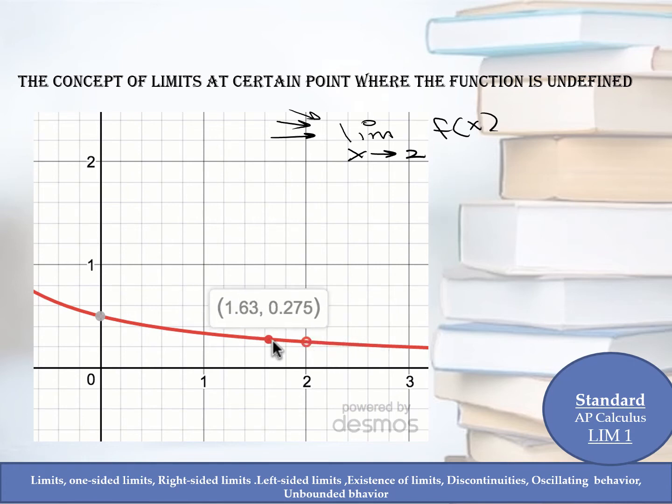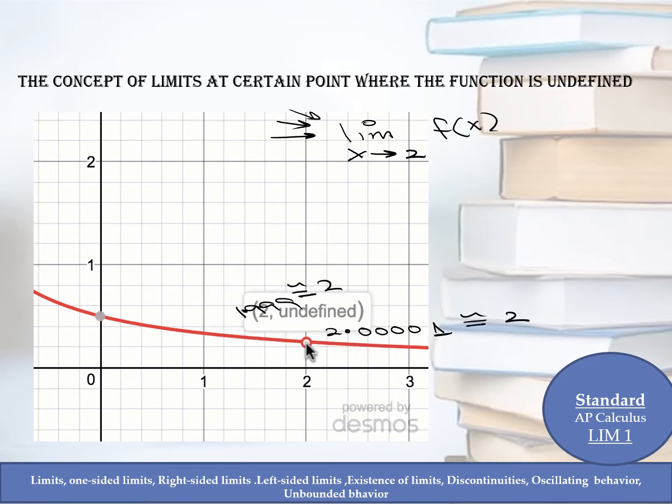What does it mean? It means x is approaching 2, not exactly at 2, but coming from the left, nearer and nearer, or coming from the right hand side. It's not exactly at 2, maybe it is at 1.999, or at 2.00001. They are very near to 2, approximately equal to 2, but not exactly 2.